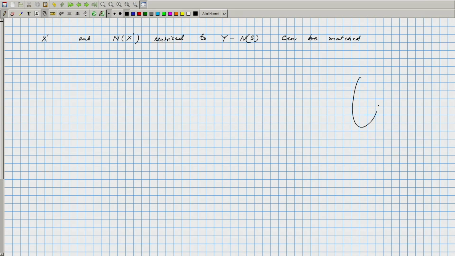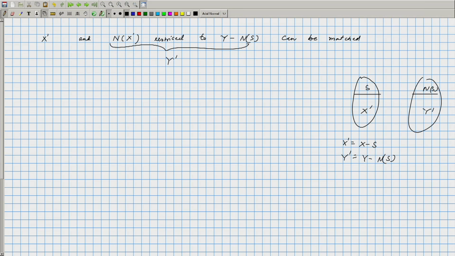Okay, so this is our diagram. X_S was matched to neighbors of S, and this portion we call X prime. So X prime is equal to X minus S, and let us call the remaining portion Y prime here. So Y prime is equal to Y minus N(S). Okay, so we want to show that X prime and Y prime can be matched.